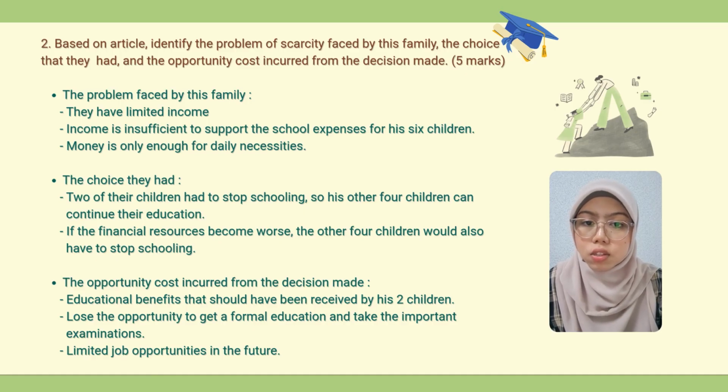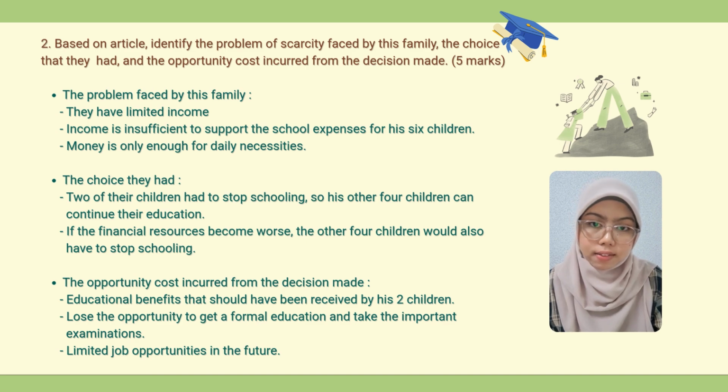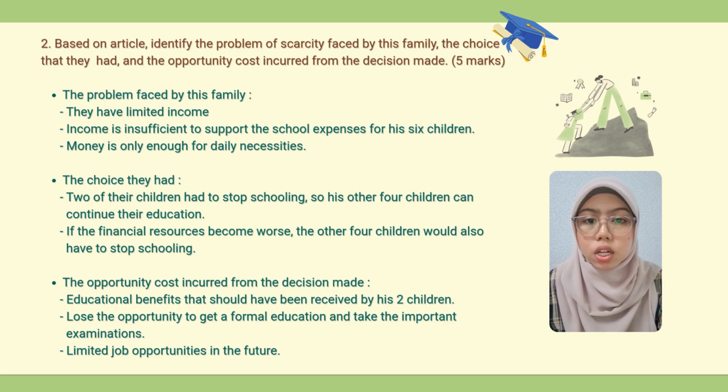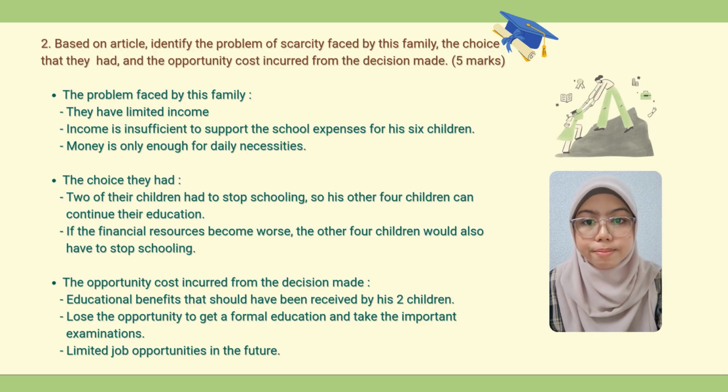If their financial situation becomes worse, the other 4 children may also have to stop schooling, as the father worries that his income will not be able to support their daily needs. The opportunity cost from this decision is the educational benefits that should have been received by his 2 children who stopped schooling, which they had to release. They lost the chance to receive a formal education and take important examinations like SPM. This will cause their job opportunities to be limited in the future.